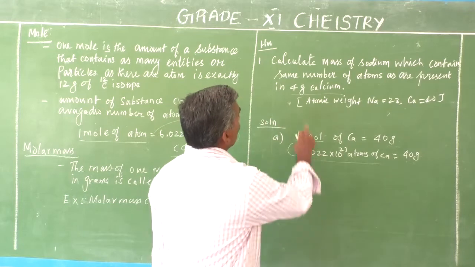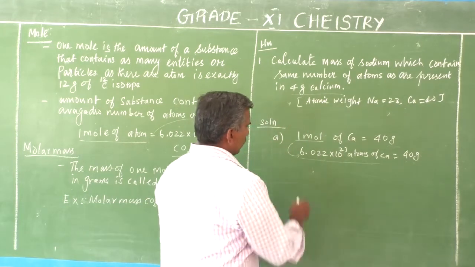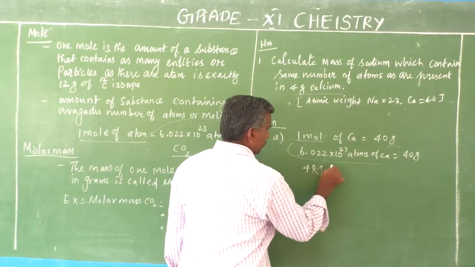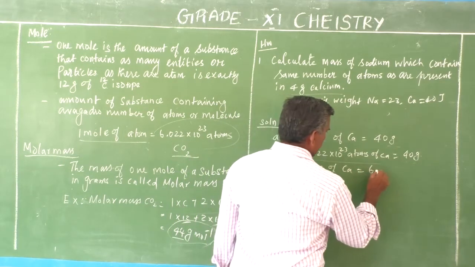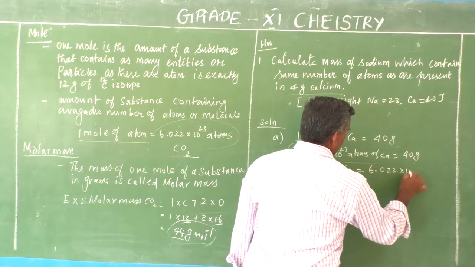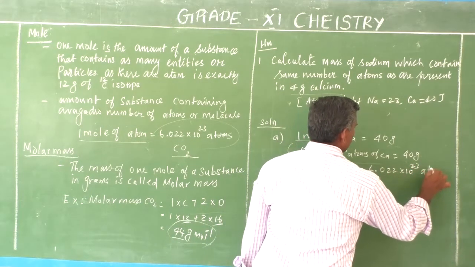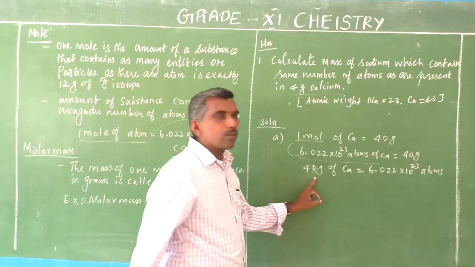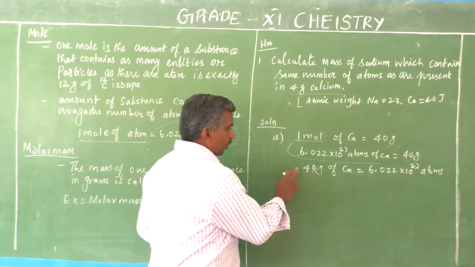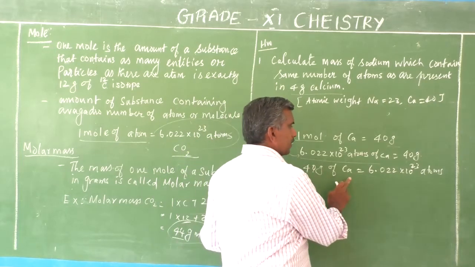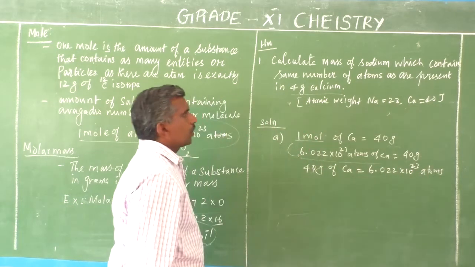Now what is the question? 4 gram of calcium. Now 40 gram of calcium is equal to how many atoms? I will reverse that: 40 gram of calcium is equal to Avogadro number, 6.022 into 10 power 23 atoms. That is 1 mole.